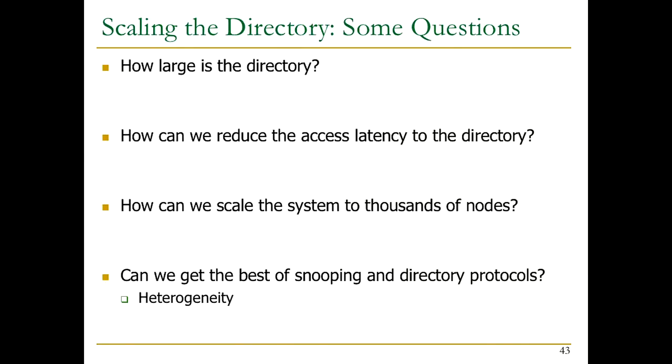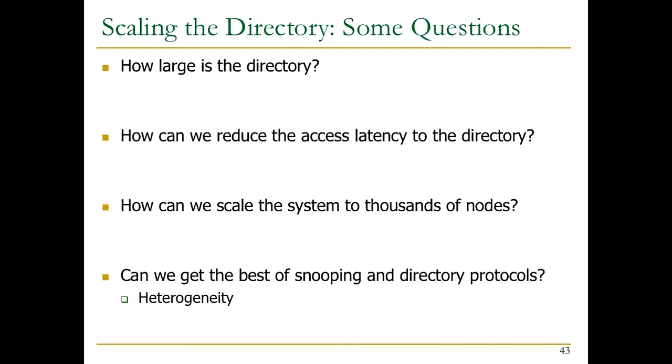But heterogeneity is one thing. You could actually have locally coherent and globally incoherent systems, and then over time, you ensure coherence. A lot of systems do filtering of coherence messages. You can keep track of things at a coarser granularity. So you can have hierarchical systems where this part of the system, let's say, consists of 16 nodes, and if you know that the data is within those 16 nodes, you have a bus-based protocol over there.